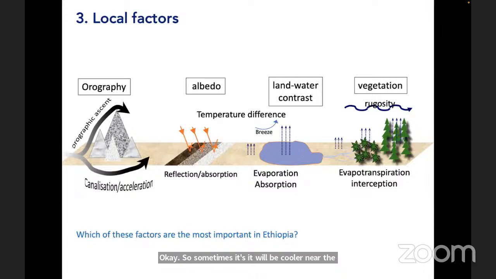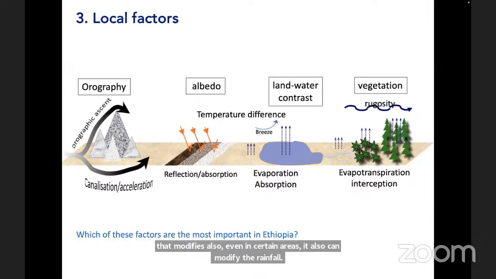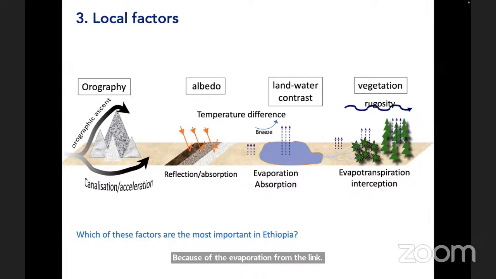So that modifies. Even in certain areas, it also can modify the rainfall because of the evaporation from the lake. Places like Lake Victoria in Africa have their own local climate, which is different from the other areas, only because of the lake.